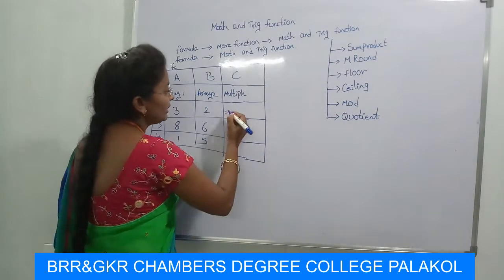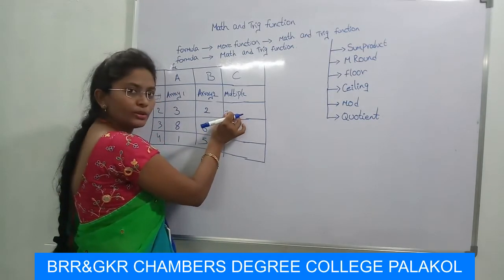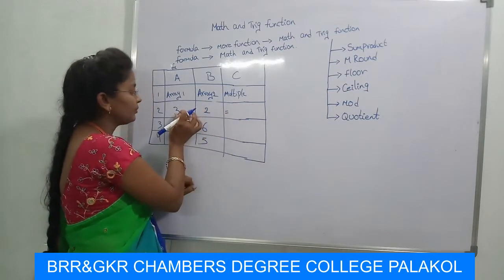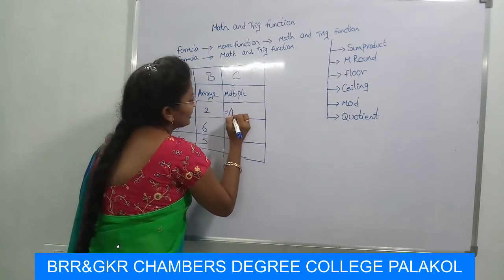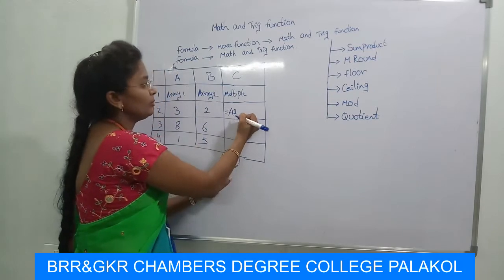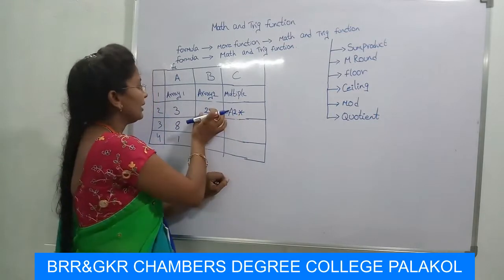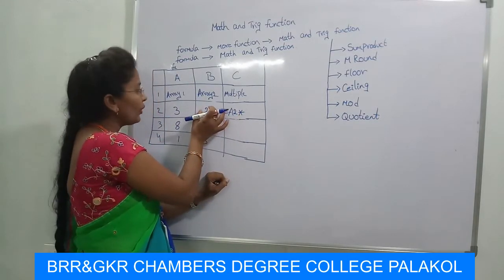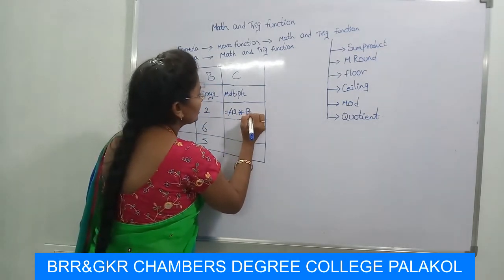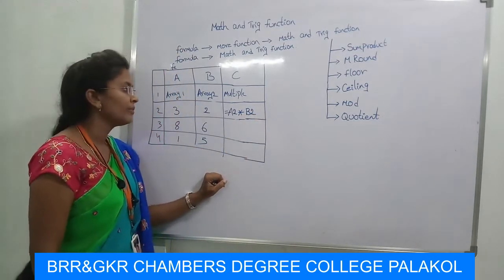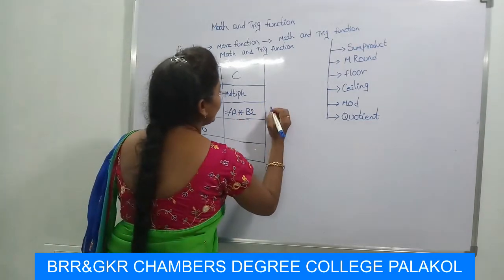Here I am using the mouse pointer. Press the equal to symbol from your keyboard and then place the mouse pointer here and select this cell. Whenever you are selecting, the A2 cell reference will appear here, and then press the multiplication symbol from your keyboard and then click this cell, that means B2. After writing the formula, you have to press enter. After pressing enter, the result will appear here.